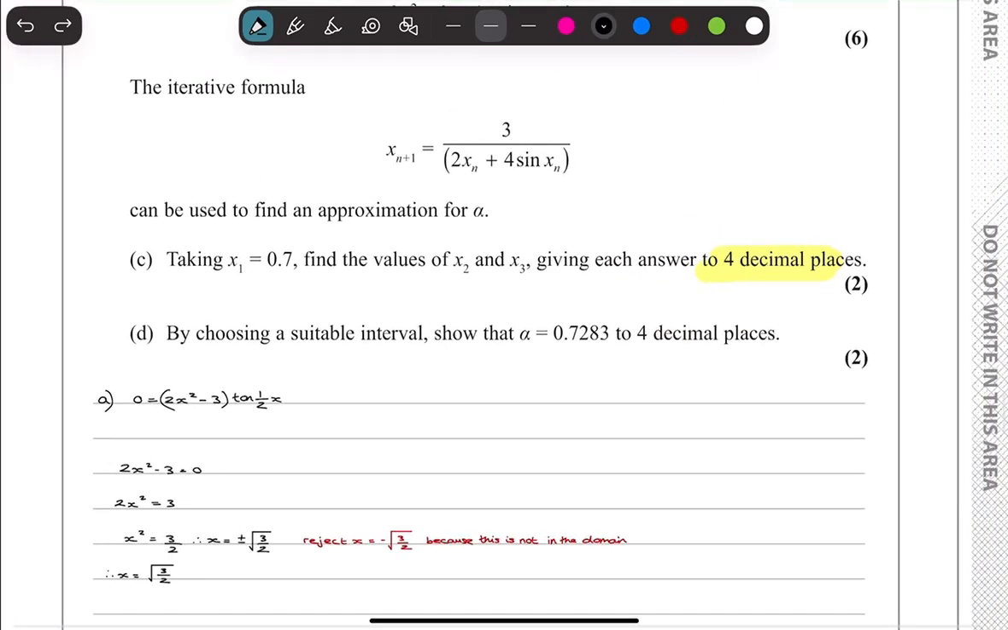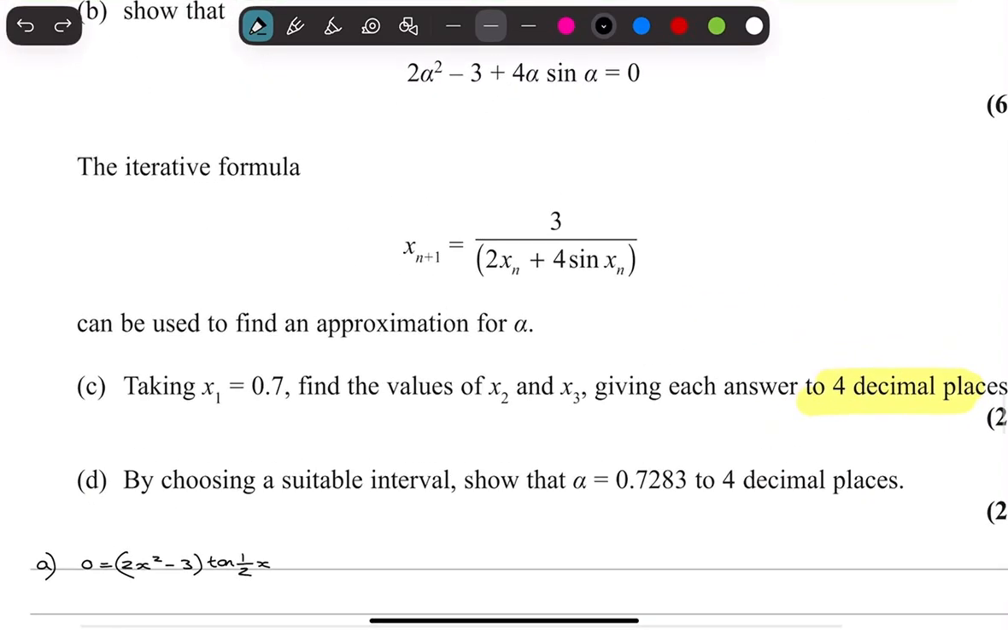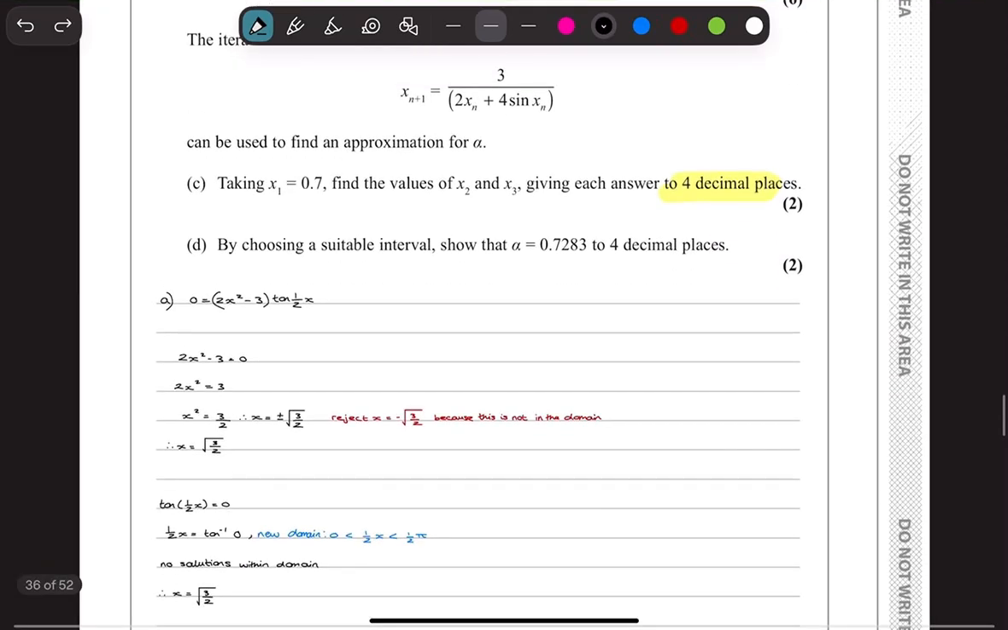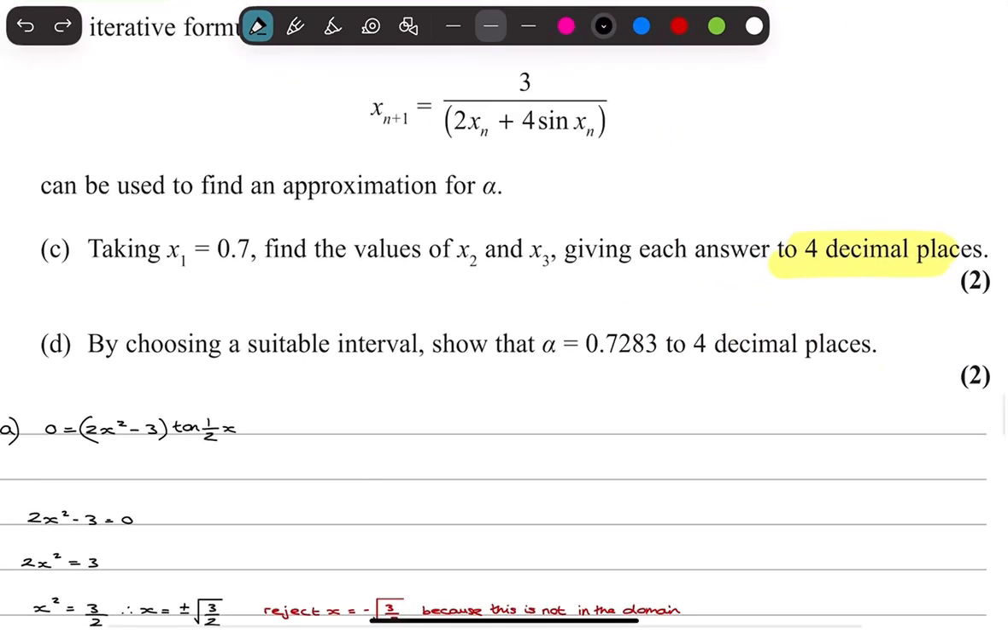So you put into your calculator 0.7 and then you just press equals. Nothing would happen, but you just press equals. The next thing you do is put this expression into the calculator, but replacing xn with answer, using the answer button in your calculator. Then you just press equals and you end up with x2. And then you can press equals again and you end up with x3.